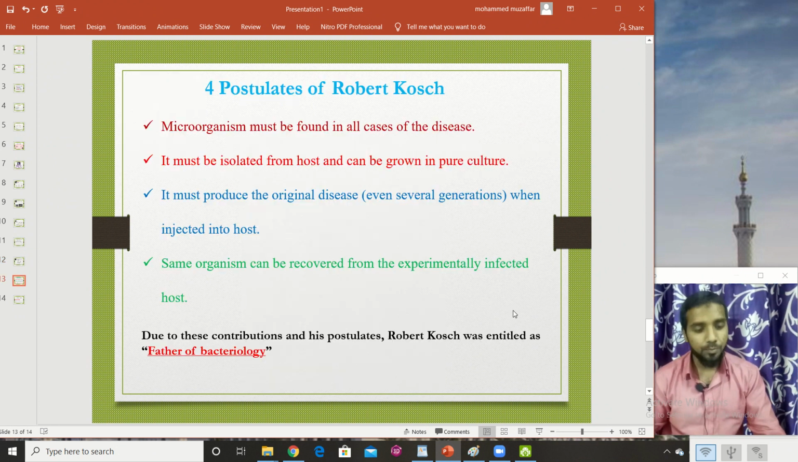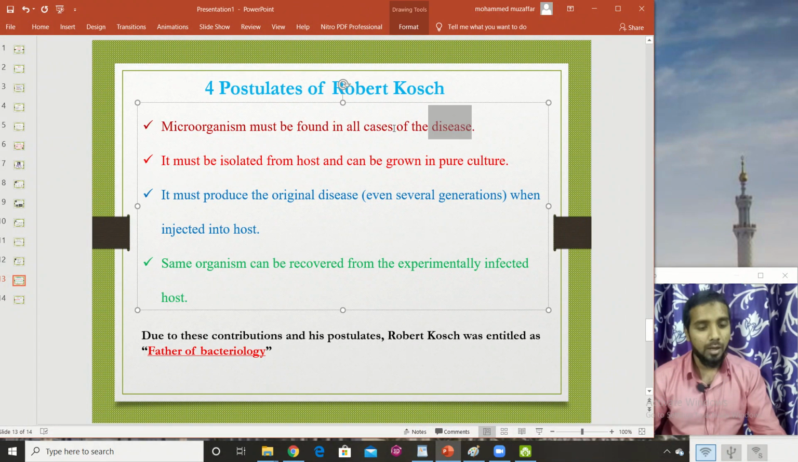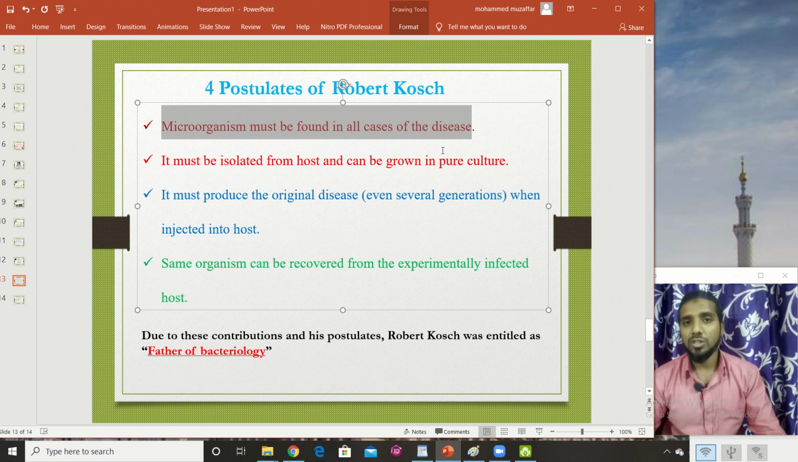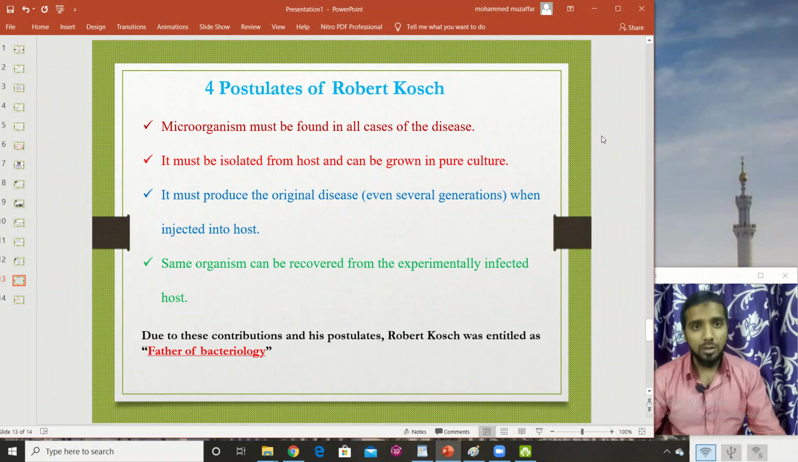We'll see now. First postulate, you can see here, microorganism must be found in all cases of the disease. Doesn't matter which disease it is, microorganism will always be present, whether it could be a bacterial infection or viral infection, fungal infection, anything it could be, and that will be because of microorganism. So every disease has microorganism within the patient or person suffering from that disease.